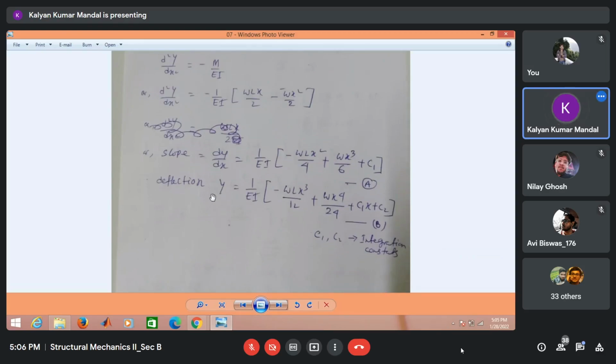Similarly, if we integrate this equation for the slope again, that gives the equation for the deflection, that is y is equal to minus 1 by EI, minus WLx cube divided by 12 plus Wx to the power 4 divided by 24, plus C1x plus C2. Again, C2 is the constant of integration. We mark this equation for the slope as equation A, and the equation for the deflection as equation number B.